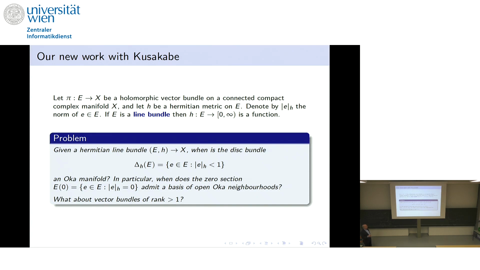So I look at this disk bundle. This means the set of points where the norm is less than 1. And I want to know, when is this an Oka manifold? In particular, I'd like to know, when does the zero section admit a basis of open Oka neighborhoods? And can we say something about vector bundles of higher rank? But we shall mainly focus on line bundles. Okay, so this is what I'm interested in. Can we have Oka disk bundles in line bundles?